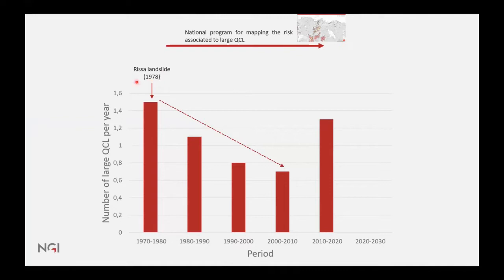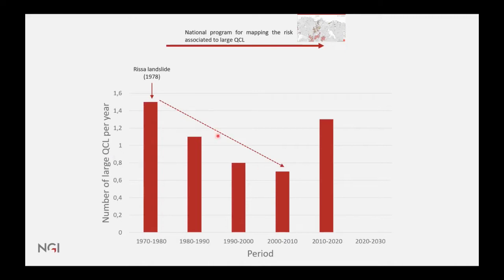This landslide led to the population being more aware of this type of material and also for the authorities. And it led to the start of a national program for mapping of risk associated to large quick clay landslides in Norway. The immediate consequence of this was that following the start of this mapping program, and due to the awareness of the population and the authorities, we can see an important decrease in the frequency of landslides per year.